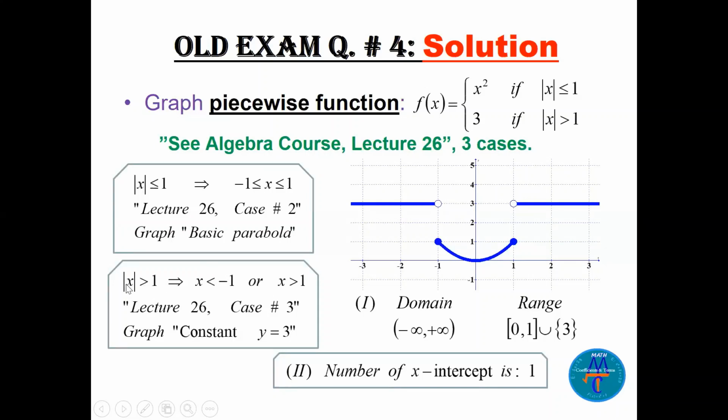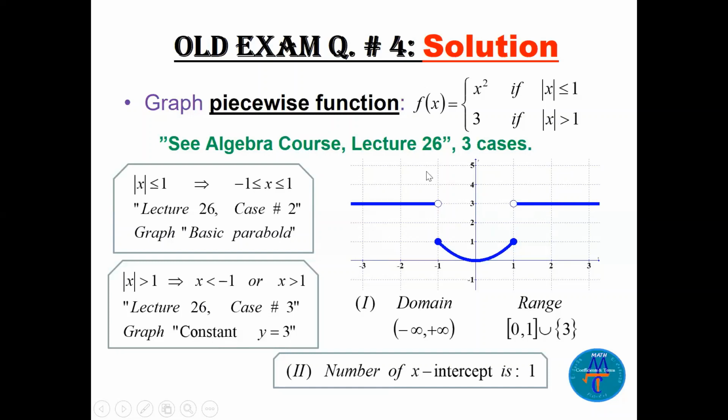Second one, absolute value of x greater than 1. You see the condition there in the question. So x less than -1 or x greater than 1. You have to use the word or. That's the graph is a constant, line y equals 3. So at 3 I have a line, but remember the condition, less than -1 open and greater than 1 open also. So this is a line constant, line constant.